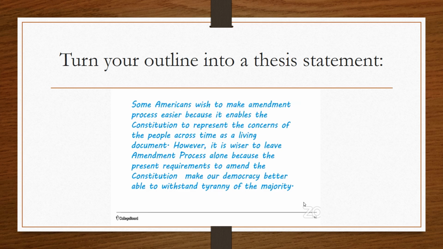And here's what it would look like. If you took that outline and turned it into a thesis statement, it would read something like this. Some Americans wish to make amendment process easier because it enables the Constitution to represent the concerns of the people across time as a living document. However, it is wiser to leave the amendment process alone because the present requirements to amend the Constitution make our democracy better able to withstand tyranny of the majority. So here you can see clearly where the prompt has been restated and where they are going with it, and you even have some language from the document to support that claim.